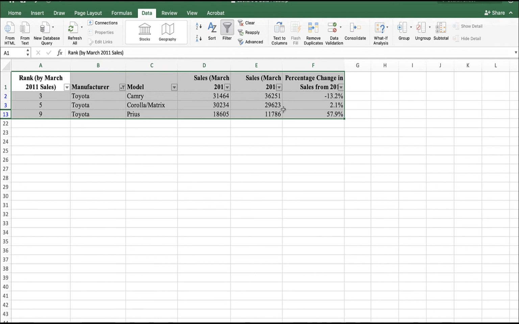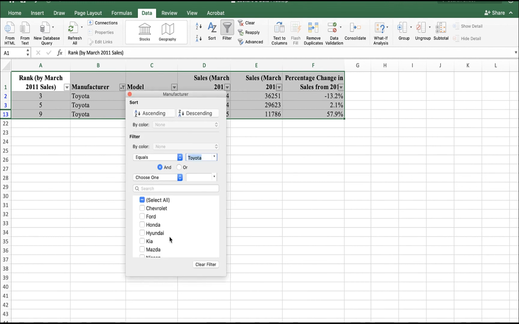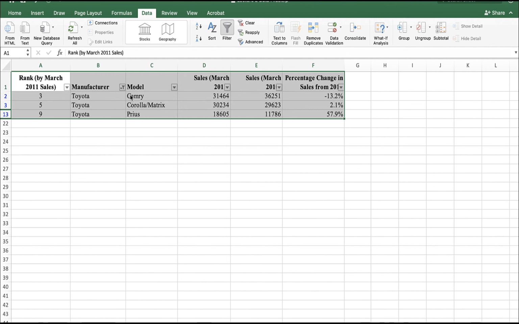I could have just seen Toyota and Mazda or whatever it happens to be. I could have filtered it as I wish depending on which choice I made from this drop-down menu. I can choose multiple cars or just a single car as I did.